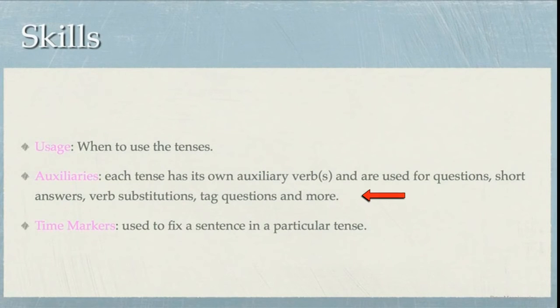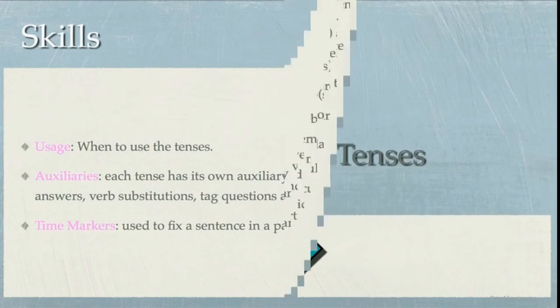Every tense is associated with several adverbs of time. When you see these adverbs, they tend to fix a sentence in a particular tense. The word usually is used for the present tense, while yesterday is used for the past tense. However, since yesterday or since 5 o'clock is used with the present perfect. Since is a time marker for the present perfect tense.